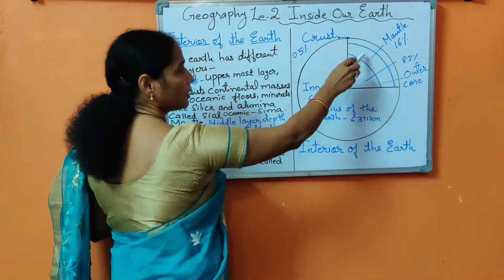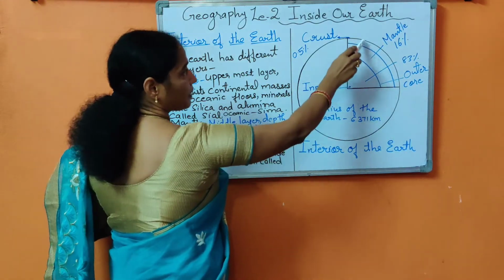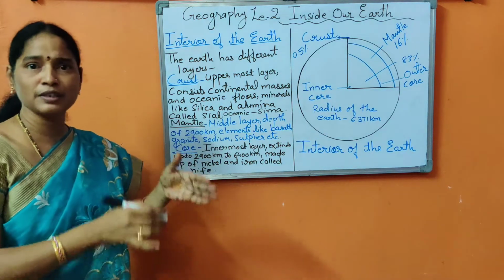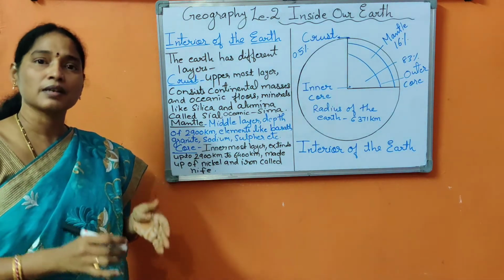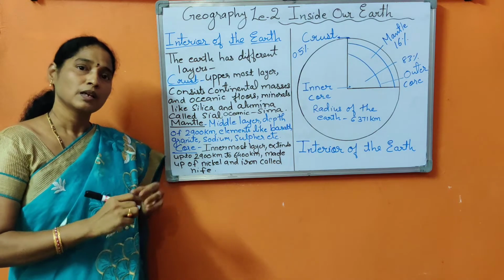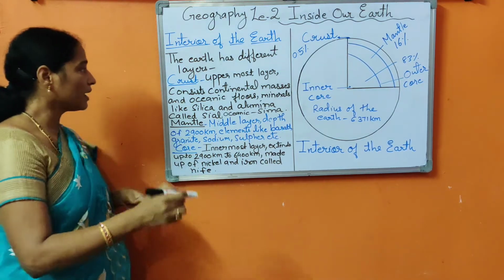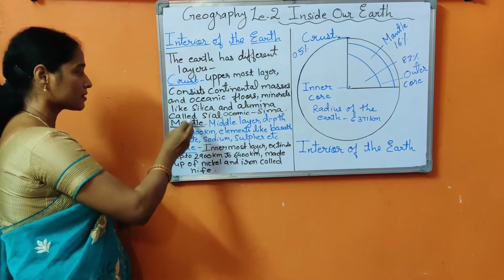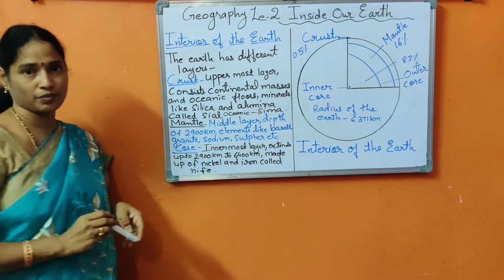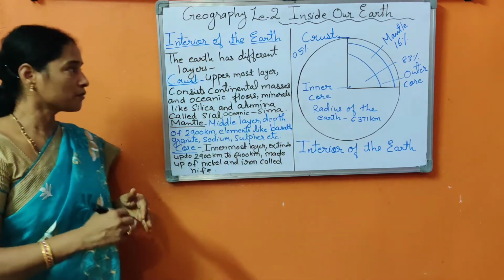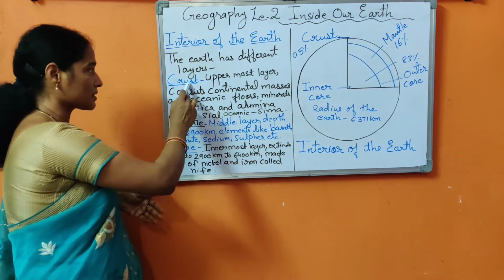I am showing here on the board, children, like 1, 2, 3 like that. So the earth consists of many different layers. Then what are these layers known as? They are known as crust, mantle and core. Now let us learn about one after the other. First we are going to learn about the crust.